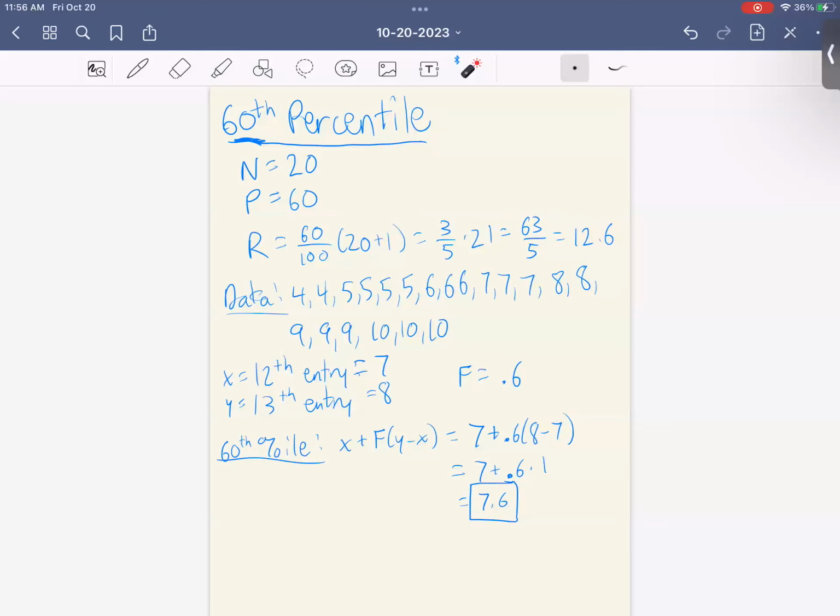You still round down and round up. So for 12.4, it would be exactly the same. It's still the 12th entry and the 13th entry. The only thing that changes with 12.4 is that the F would be different. The F would be 0.4 instead of 0.6. But the entries, the X and the Y, would still be 7 and 8 for 12.4. All right, thank you, sir.